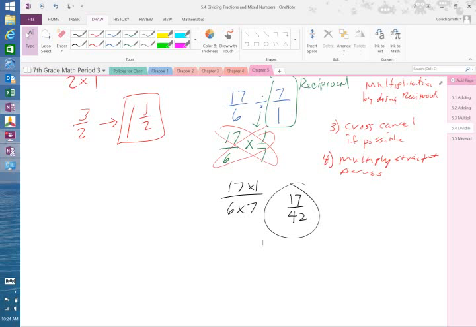If you have cross-canceled properly, you won't have anything that will cancel at the end. Okay, is 17 over 42 a proper fraction? Yeah. Is it less than 1? Okay. For it to be a proper fraction, it has to be less than 1.